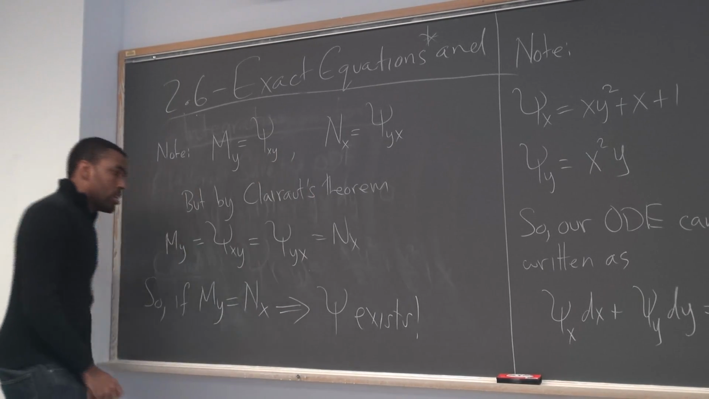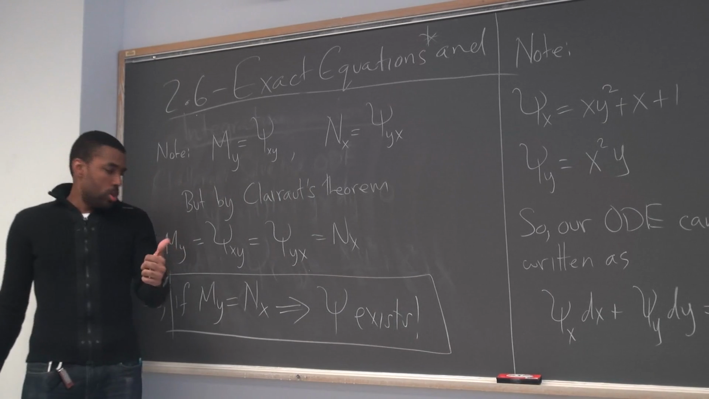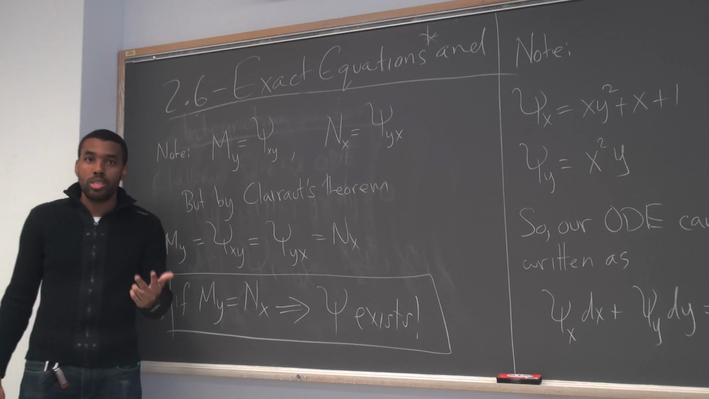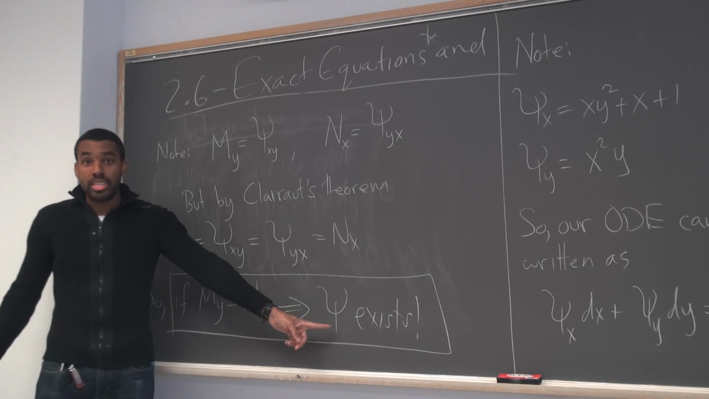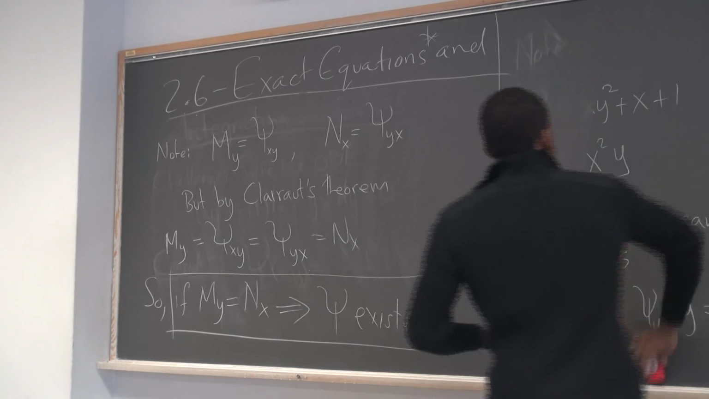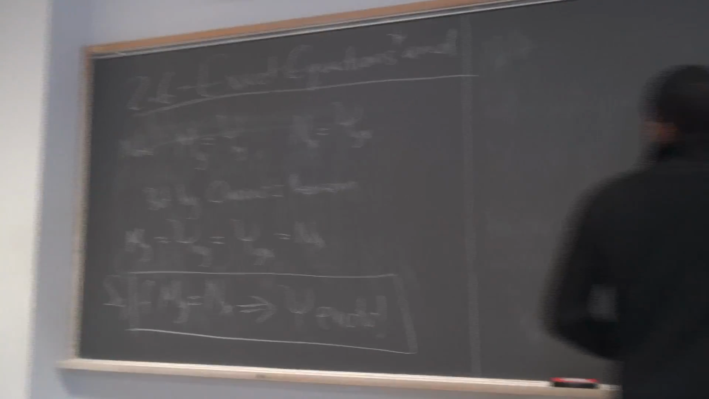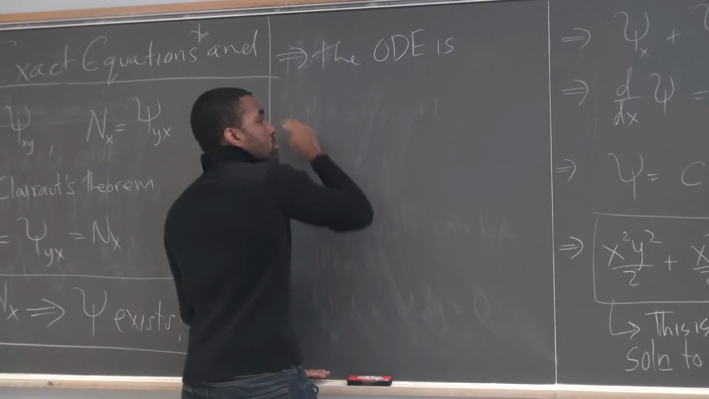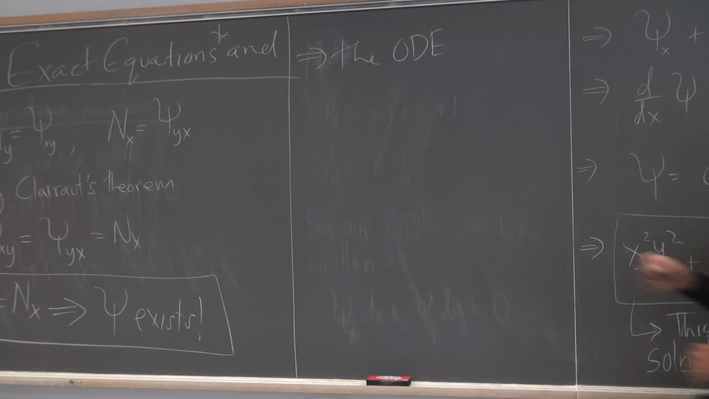So that's the important fact. You look at a question and you say, is it separable? Not separable. Is it linear? It's not linear. Is it homogeneous? Not homogeneous. If you can write it in that form and this condition holds, then it's an exact equation, and you can find the function psi that solves it. The ODE, let me call it equation 1.